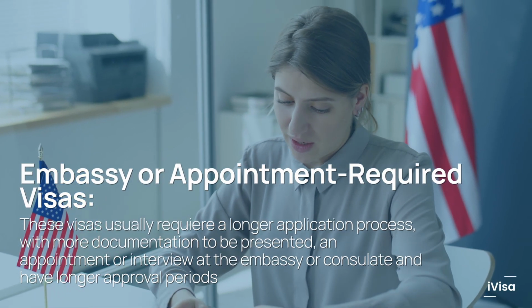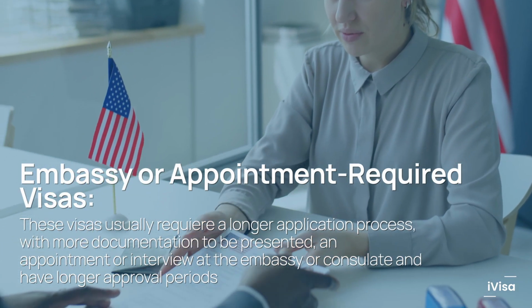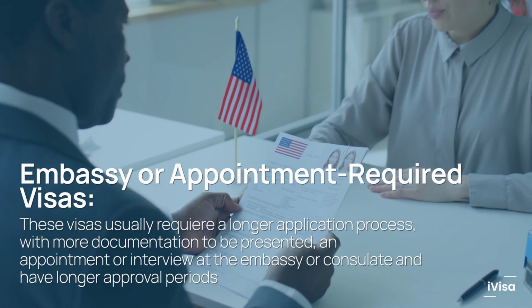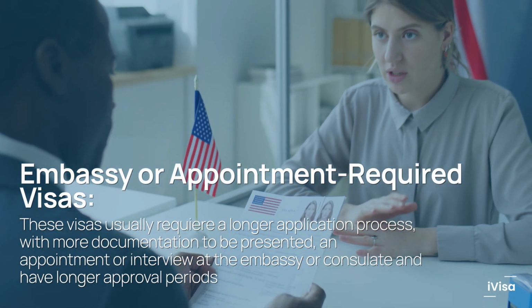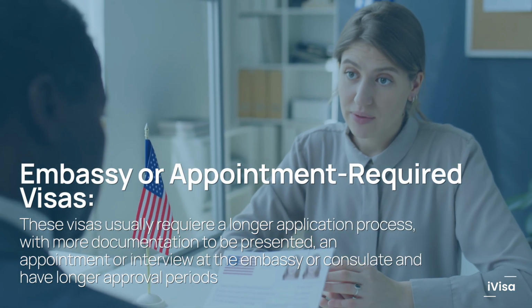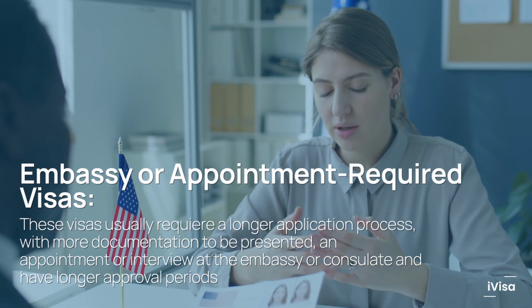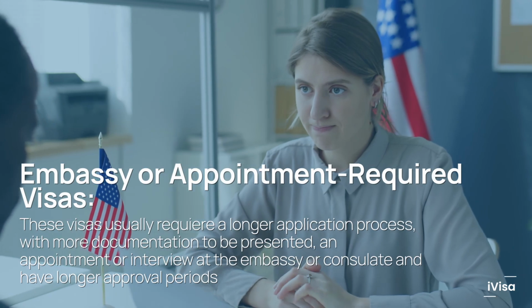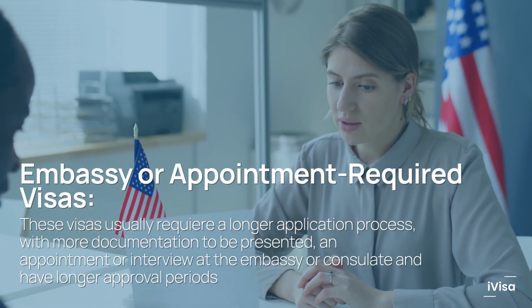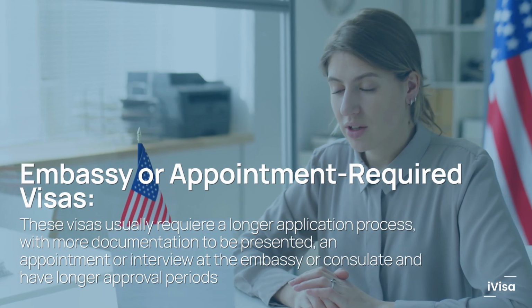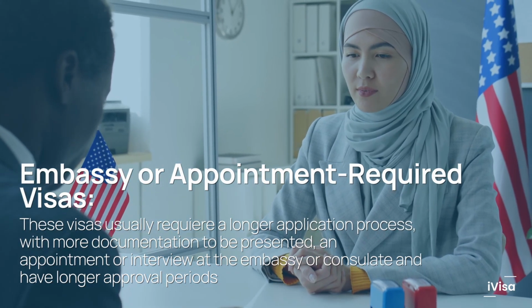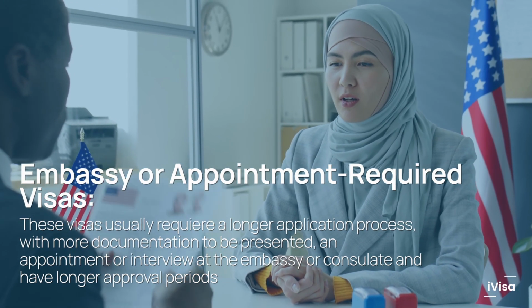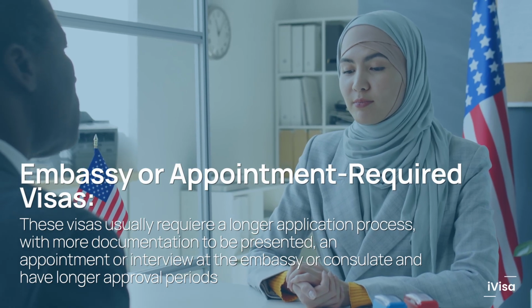Embassy or appointment required visas. These visas, such as the United States B1, B2, usually require a longer application process with more documentation to be presented, as well as an appointment or interview at the embassy, consulate, or appointment processor, in case your city or country doesn't have an official embassy or consulate. These visas may require longer approval periods too, and in many cases have a higher rejection rate. For example, the B1, B2 visa for the United States or the Canada visitor visa.